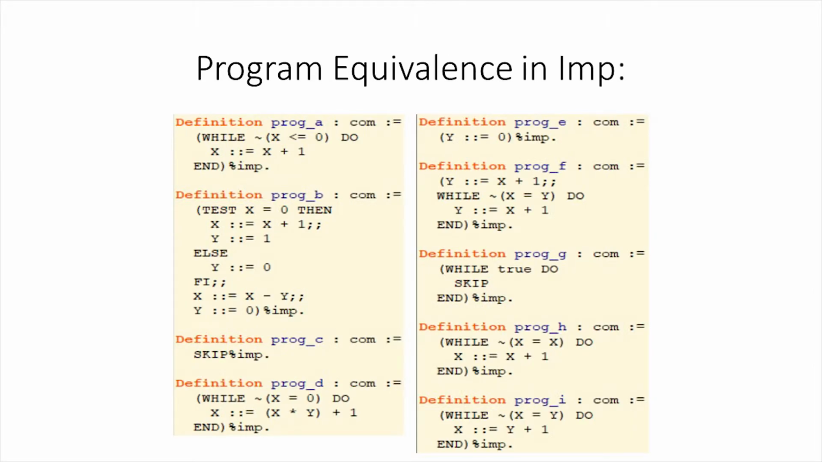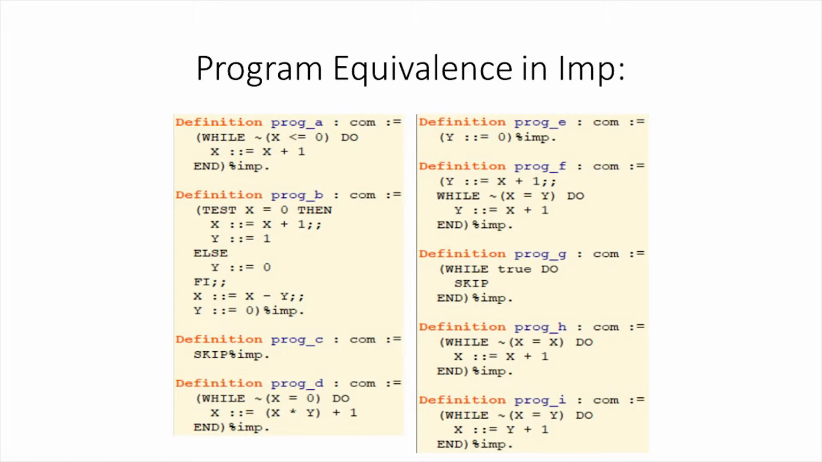Now we move on to the slide showing program equivalence in IMP. Here the authors provide a series of small programs in Coq's imperative language, programs A through I, and ask us to show which of them are equivalent. So showing that program A is equivalent to program D, we look at A to see that the test is while x is not greater than or equal to 0, then x is equal to x plus 1.